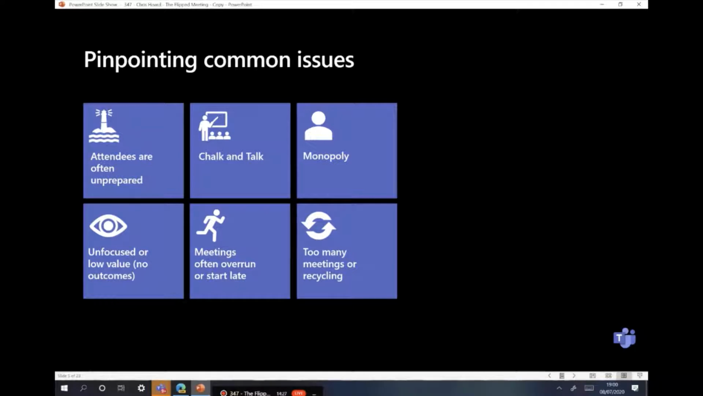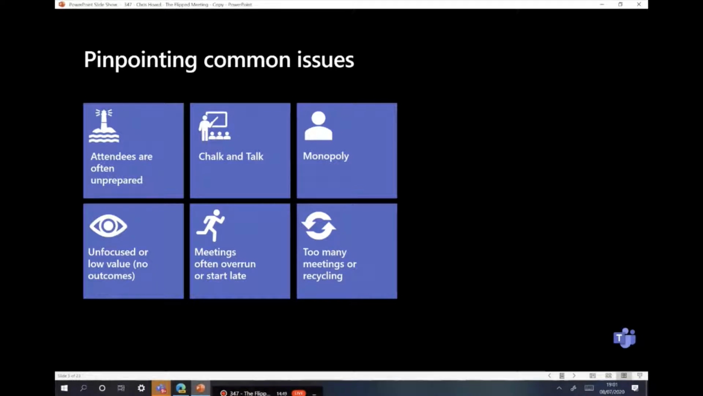Fifth, meetings often overrun or start late, often because of the issues that I've described previously. It could be that people haven't planned for them very well, or they just ramble on and then eat into other people's time. And last of all, too many meetings are recycled.